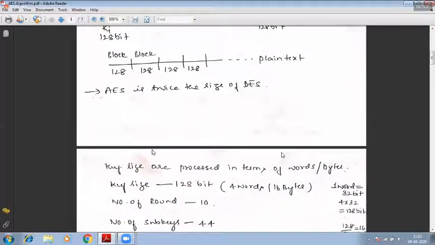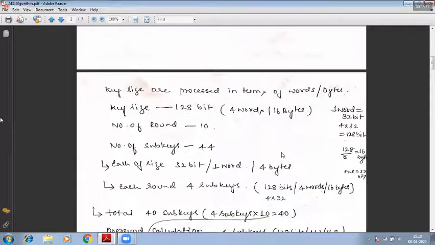Now, the trick in the case of AES lies in the key size. Very important: the key size is processed in terms of words or bytes. All of you are familiar with the concept of words as well as bytes from studying microprocessors. Since the key size is 128 bit, it is equivalent to 4 words or 16 bytes. One word is equal to 32 bits, so I need 4 such words to make a key size of 128. Similarly, in terms of bytes, it is equivalent to 16 bytes.